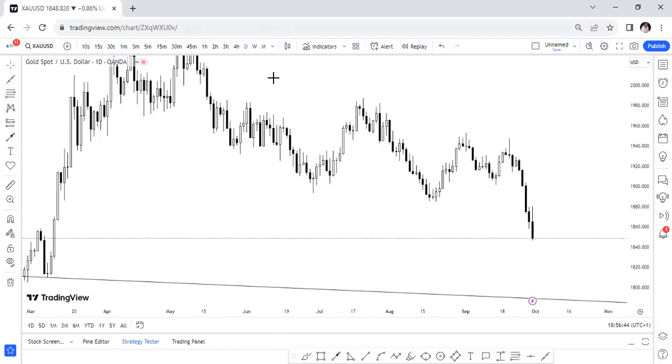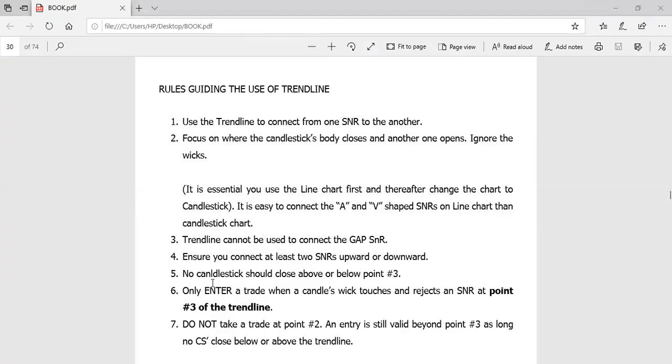Let's finish up with the introduction. Please read this very well. Only enter a trade when a candle wick touches and rejects an SNR at 0.3 of the trend line. Do not take a trade at 0.2. An entry is still valid beyond 0.3 as long as no candlestick closes below or above the trend line.